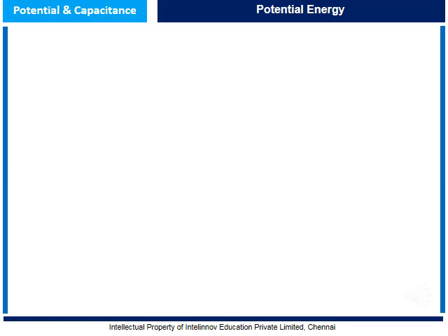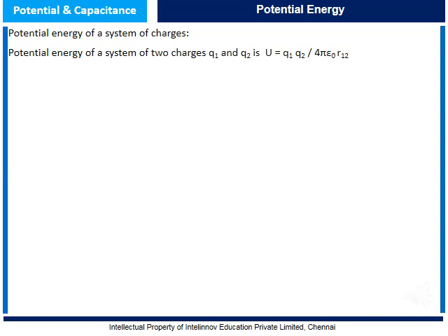Let us understand some of the important formulas relevant to potential energy. Now, the potential energy of a system of two charges Q1 and Q2 is given by U is equal to Q1 Q2 by 4 pi epsilon naught R12, where R12 is nothing but the distance between the two charges Q1 and Q2. Note that U is used to represent potential energy and V is used to represent potential.